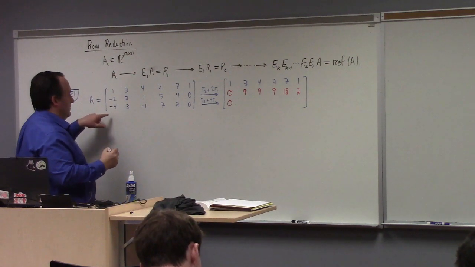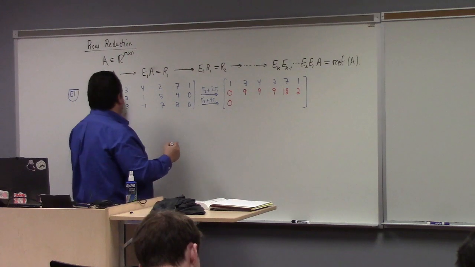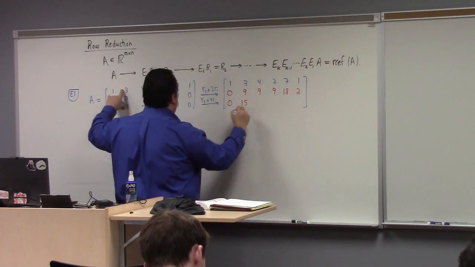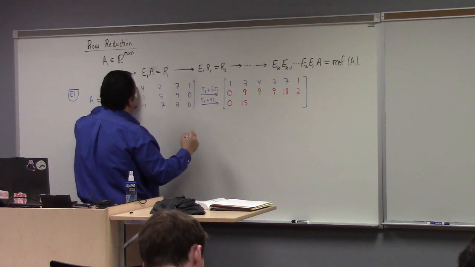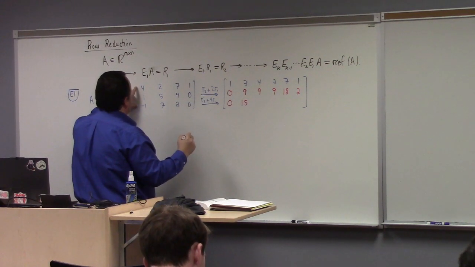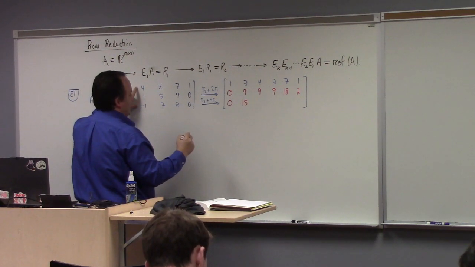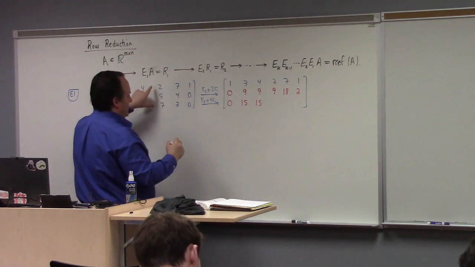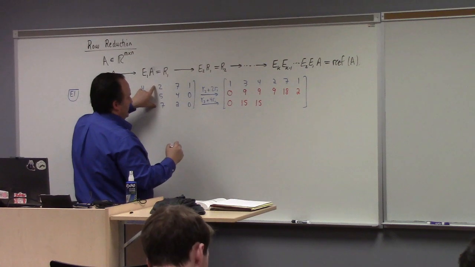Let's see, row 3 plus 4 row 1, so we got 0. Row 3 plus 4 row 1, so that's 3 plus 12, which is 15. Minus 1 plus 16 is 15. Hey, what? 7 plus 8, 15.